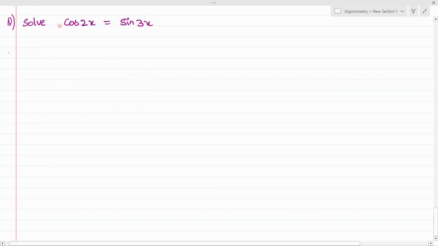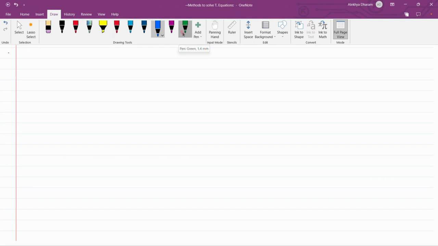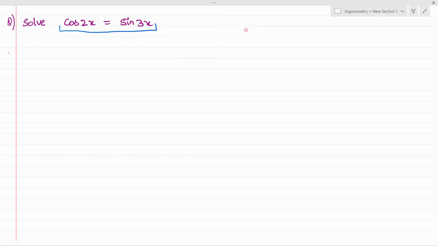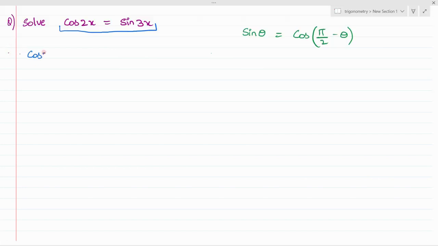In this question, we need to solve this equation. That is, we need to find the general solution for this equation. So, if you know the basic conversion of sine to cos, that is, sine theta can be written as cos of pi by 2 minus theta. So, use the same thing over here and you can write it as cos 2x. Sine theta can be converted as cos of pi by 2 minus 3x. Or else you can also convert cos to sine, and this RHS side remains the same.